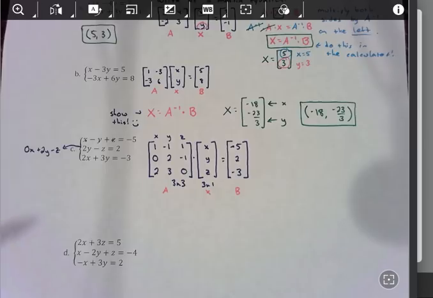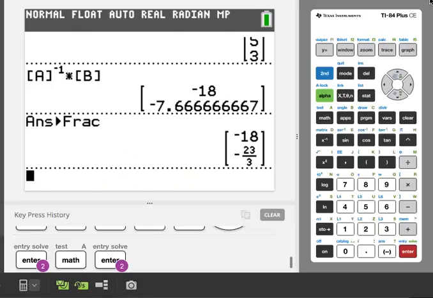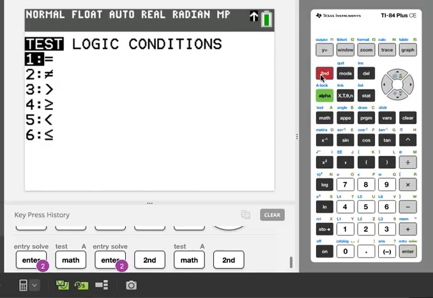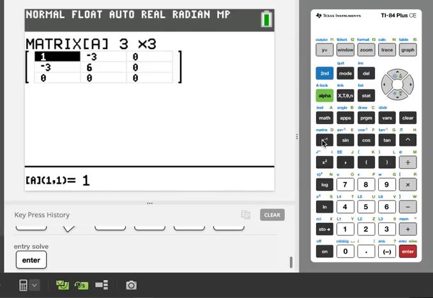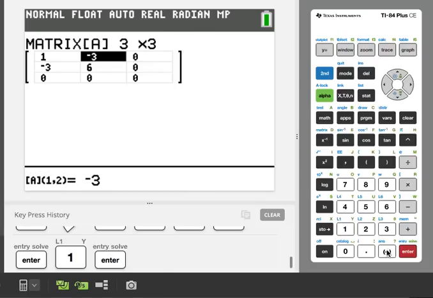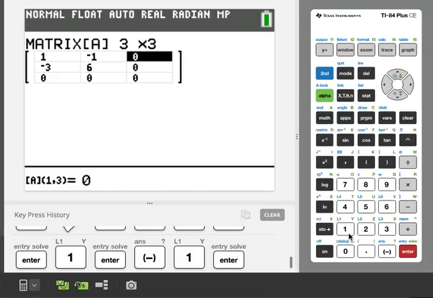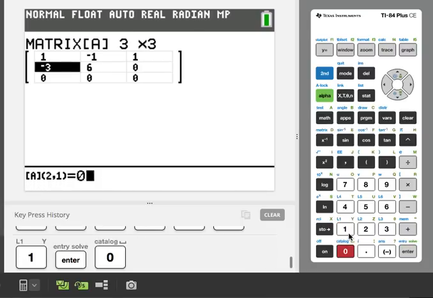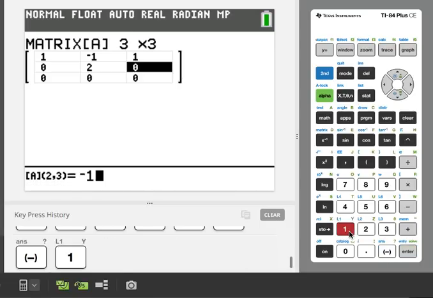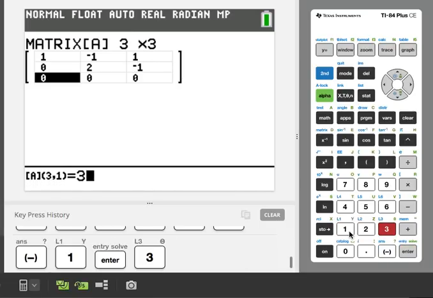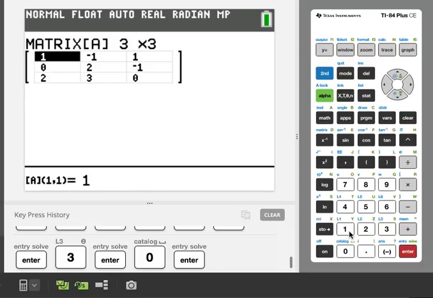So we can go into our calculator and type them all in. Go back to matrix, matrix, go back to edit. Now though we need a 3 by 3. So we have 1, negative 1, 1, 0, 2, negative 1, and then 2, 2, 3, 0.